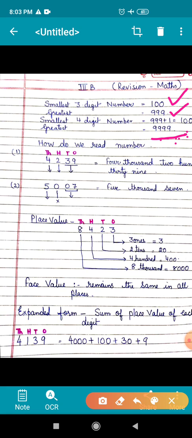Children, you all know the place of each digit. From the extreme right, the digit is at ones place, before that tens place, before that hundreds place, and before that thousands place. So you all know the places of the digits. Now let us know how we can read the number.